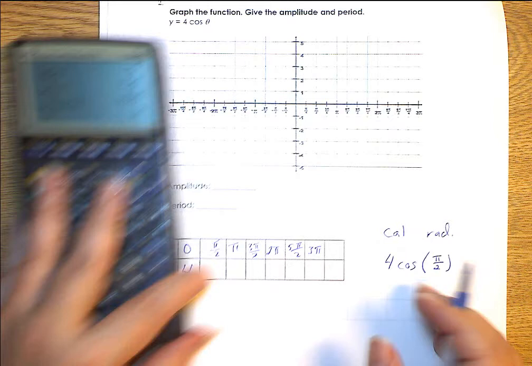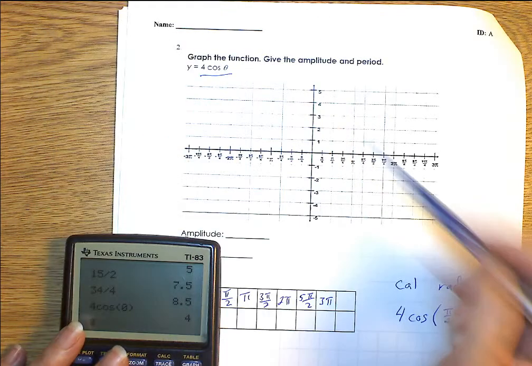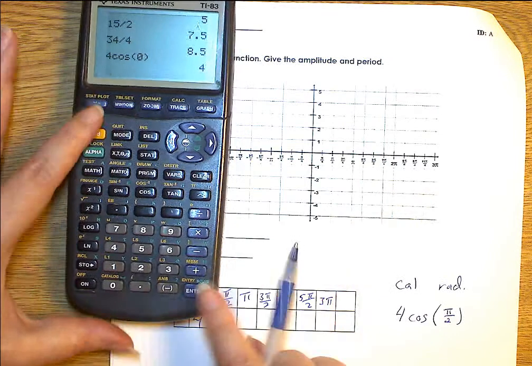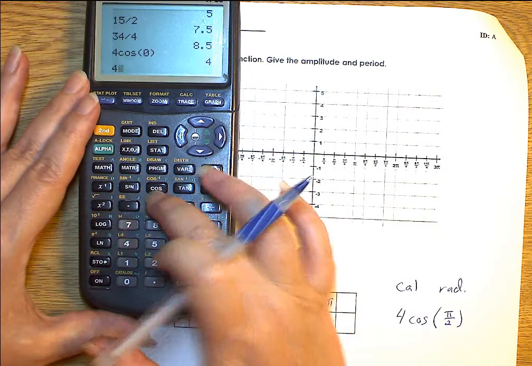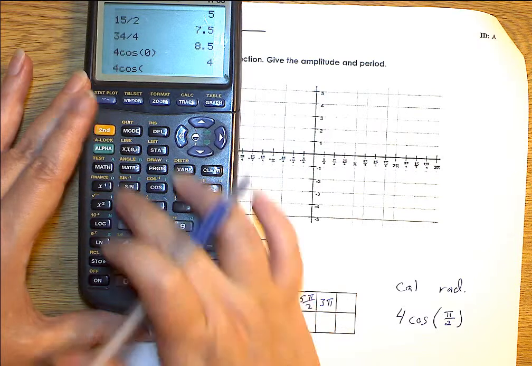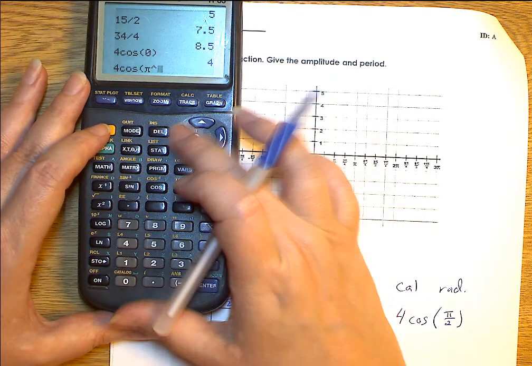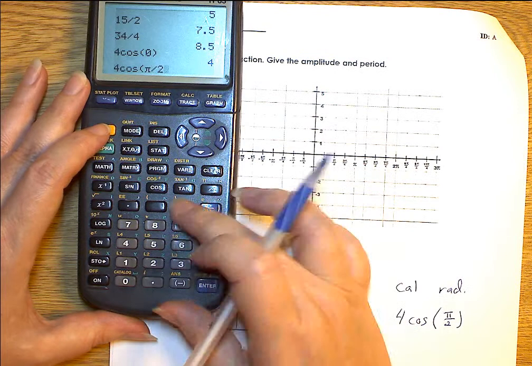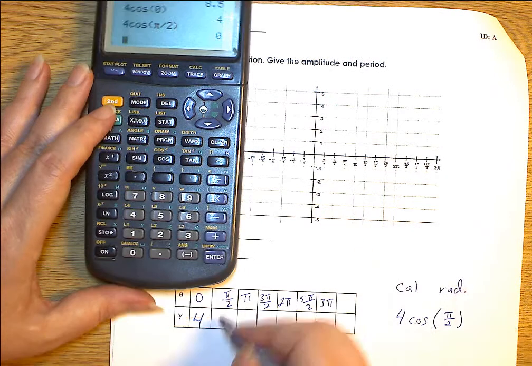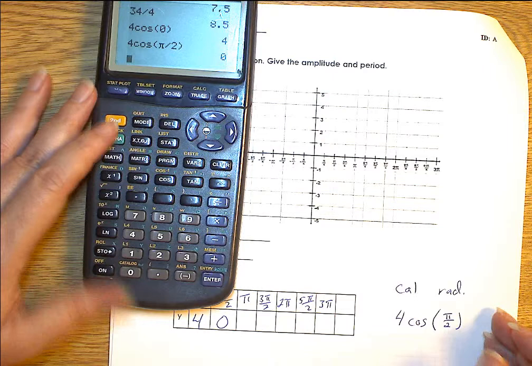Then I'm going to change it: 4 cosine, and where I'm getting that from is right here. So 4 cosine of pi over 2. Pi divided by 2, end of parenthesis. And I get 0. Changing it to pi.